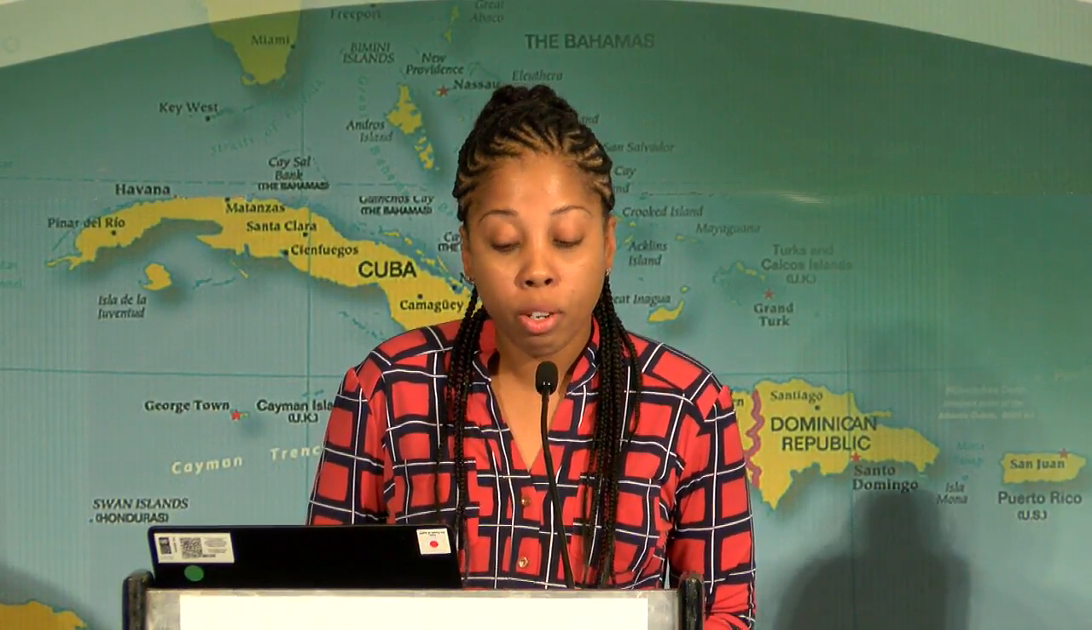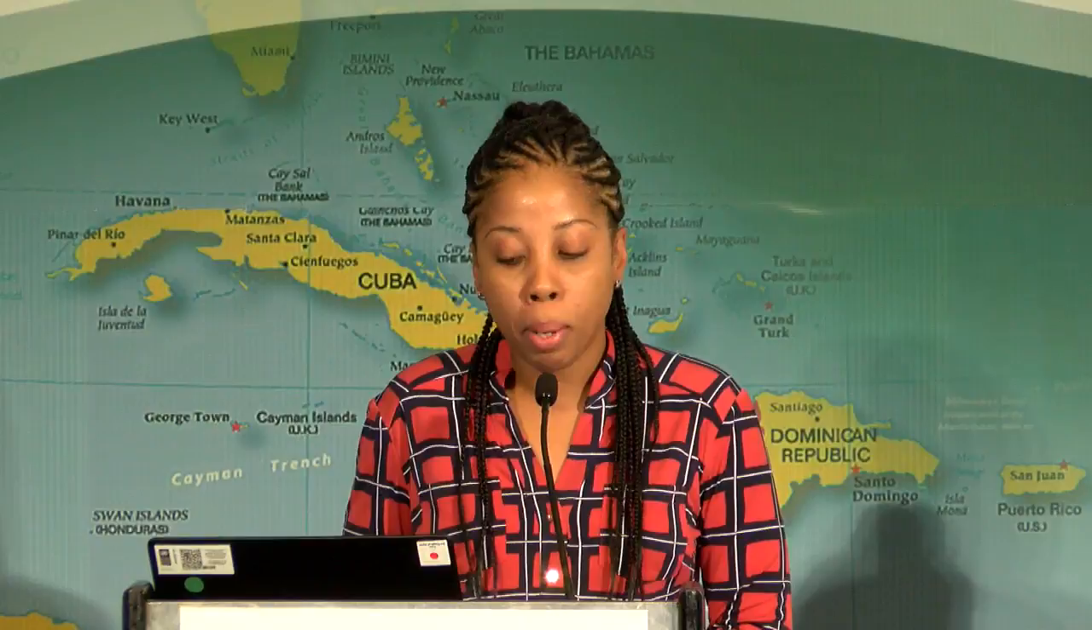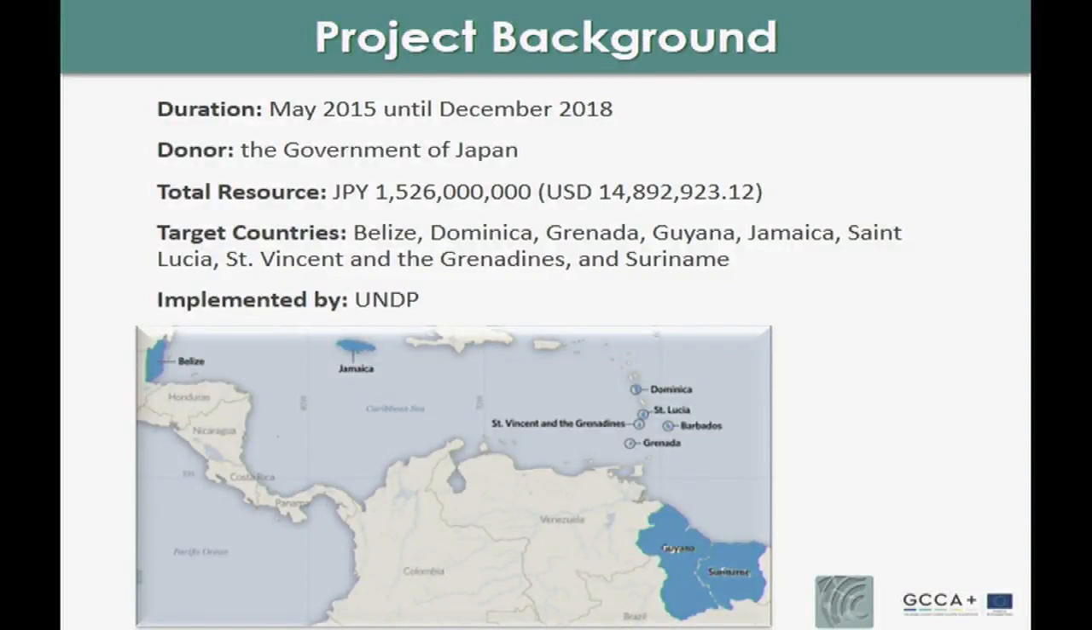And on this occasion, an agreement was reached between UNDP and the government of Japan to establish the Japan-Caribbean Climate Change Partnership. So this is a project that started in May of 2015 and ends next year, December. The donor is the government of Japan with a total amount of about 15 million US dollars, and we target 8 countries which are listed on the slide for you to see.